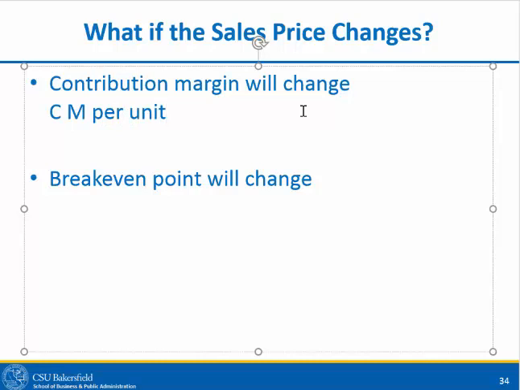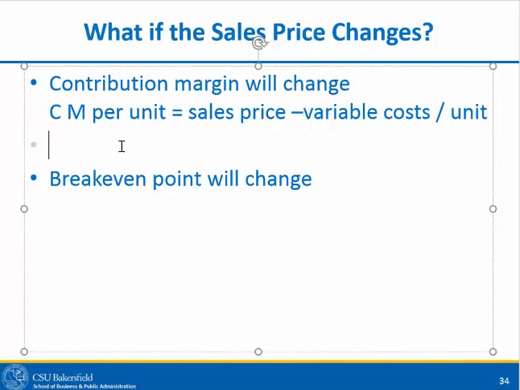per unit is the result of sales price minus variable cost per unit, right? You can see that when the sales price changes, the contribution margin per unit will change. So the total contribution margin will also change. The total contribution margin is the result of contribution margin per unit multiplied by the number of units.